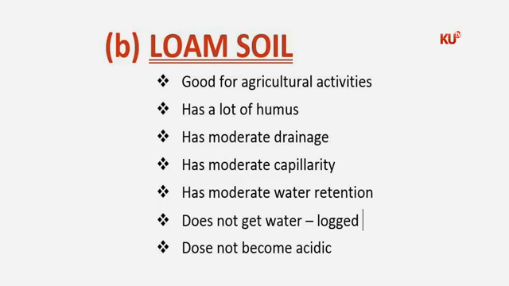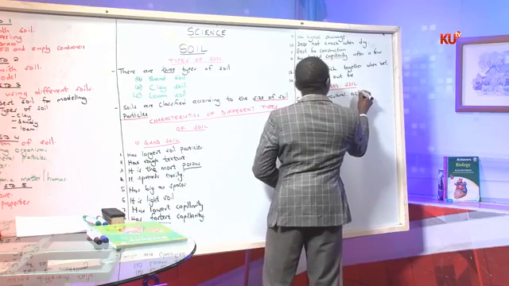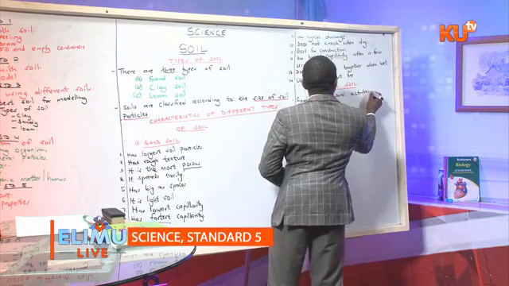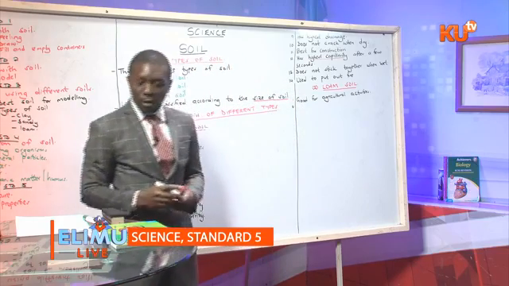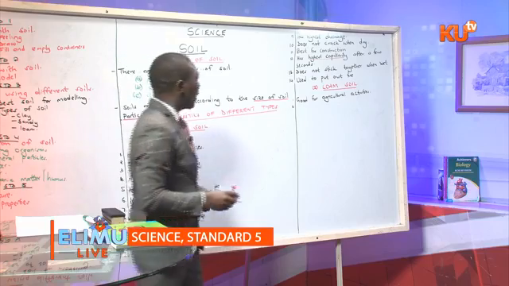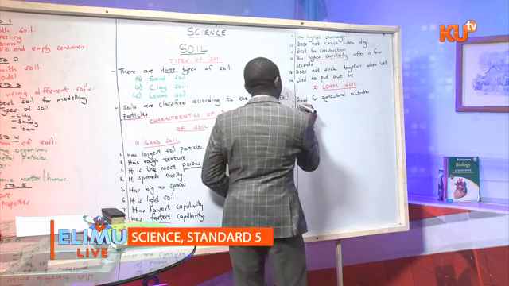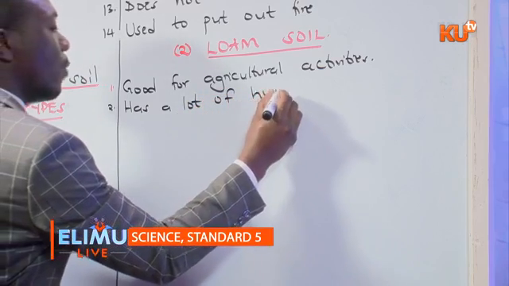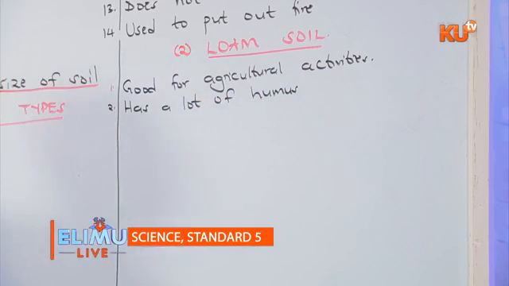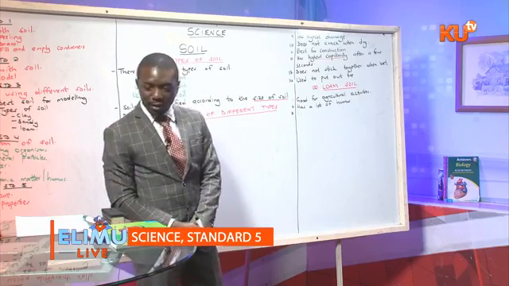So one, it is good for agricultural activities. If you want the best soil for farming, we shall go for this type of soil called loam soil. Another characteristic, it has a lot of humus. The other name for humus, I said, is organic matter. So the type of soil that has a lot of organic matter is the one called loam soil.